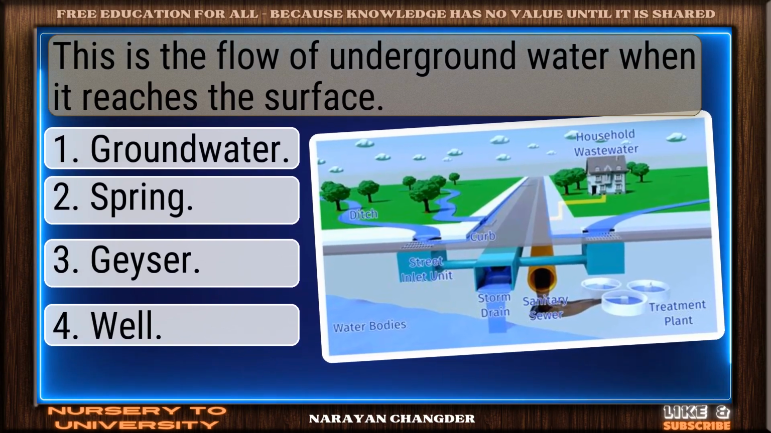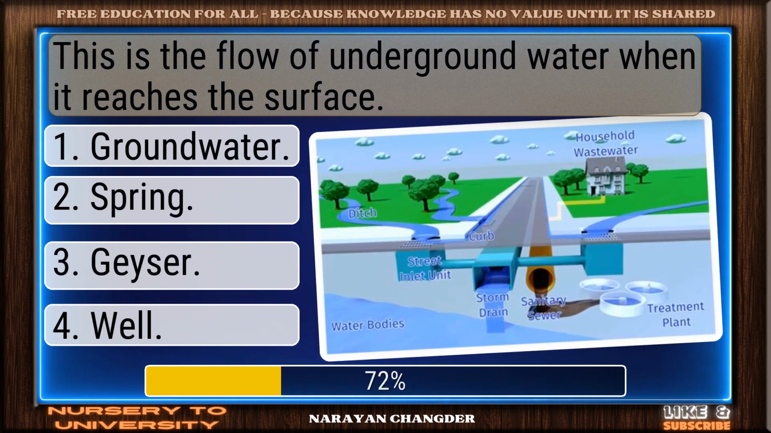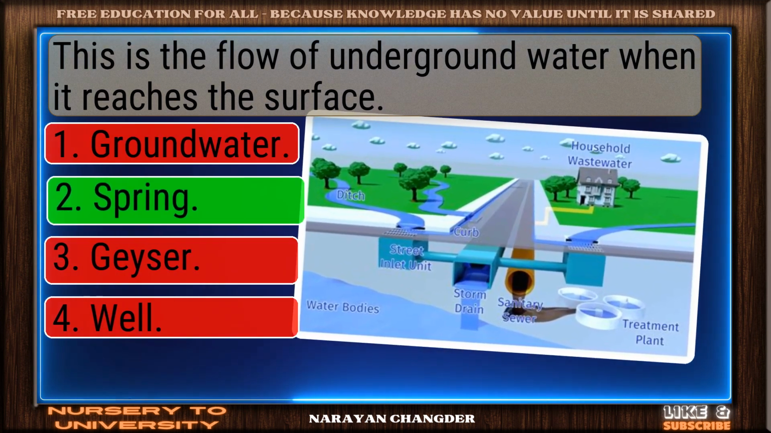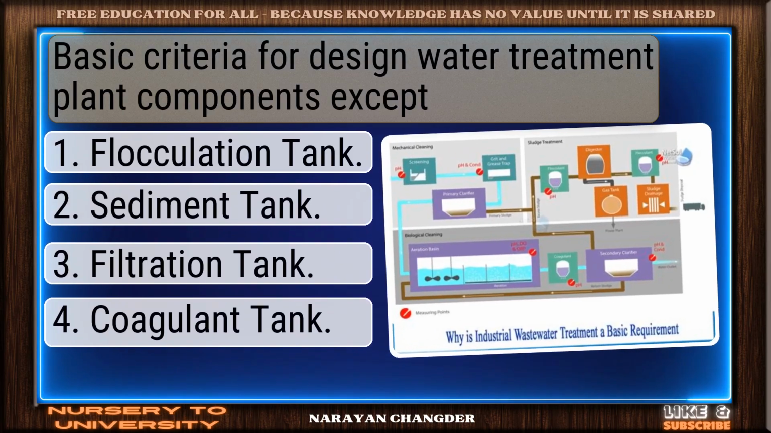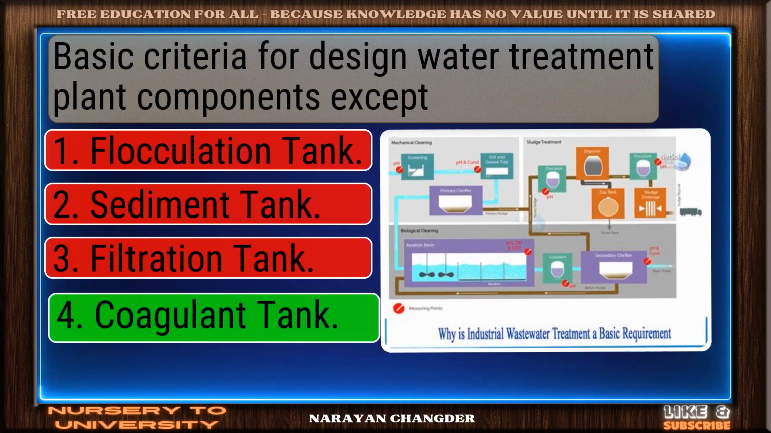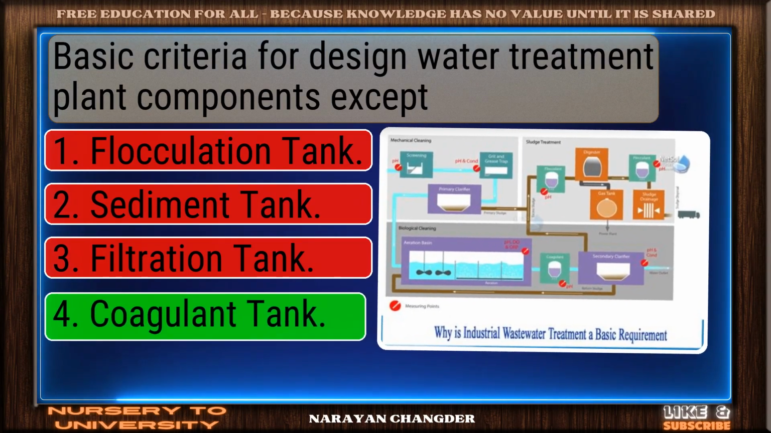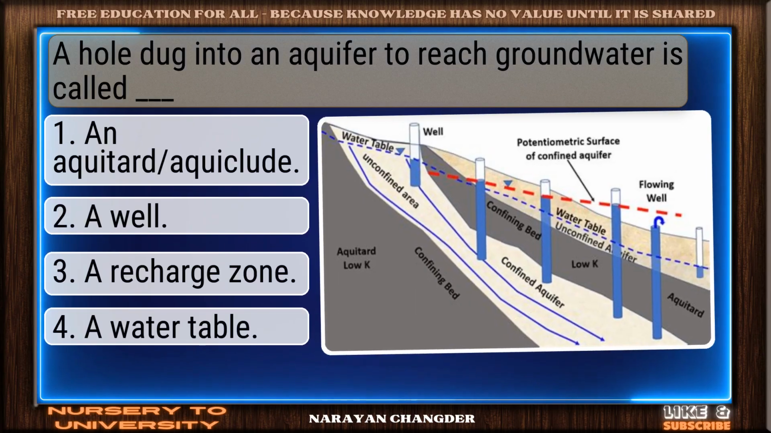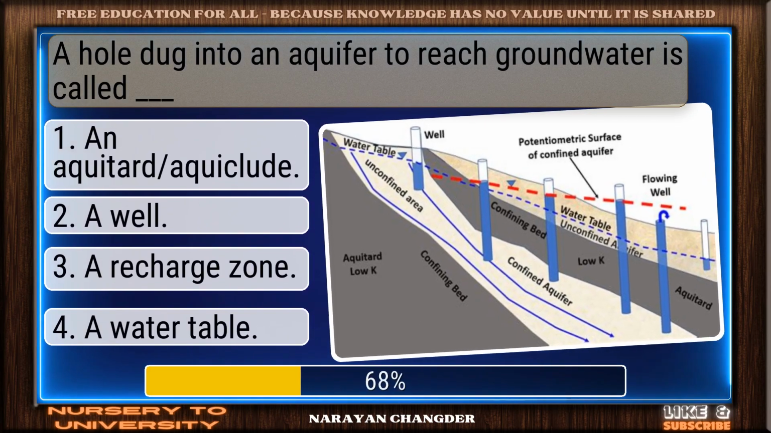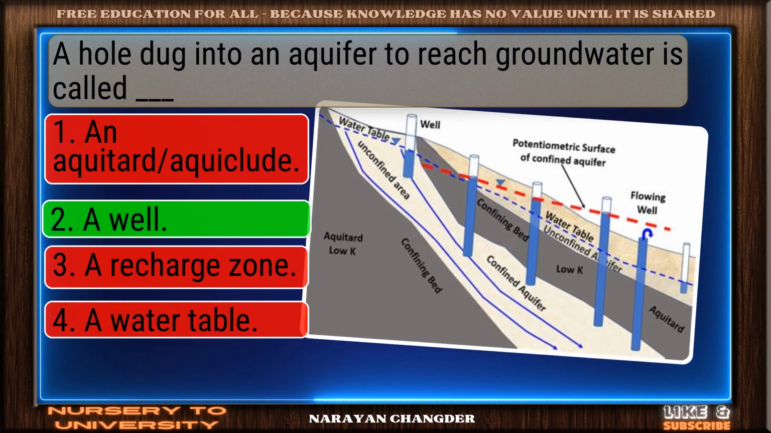This is the flow of underground water when it reaches the surface. Great job. Spring is the accurate answer. Basic criteria for design of water treatment plant components, except? Excellent. Coagulant tank is a brilliant choice. A hole dug into an aquifer to reach groundwater is called dash. Strong choice. A well is the right answer.